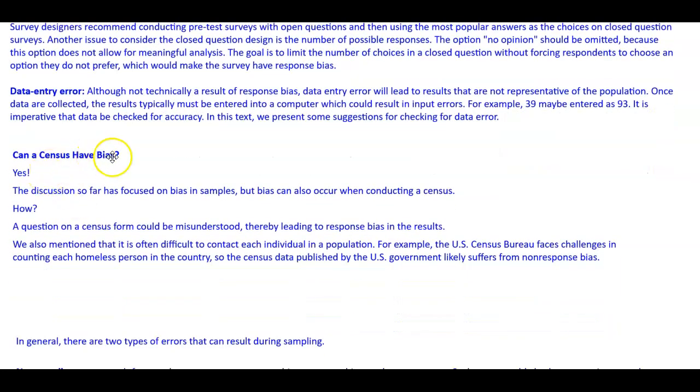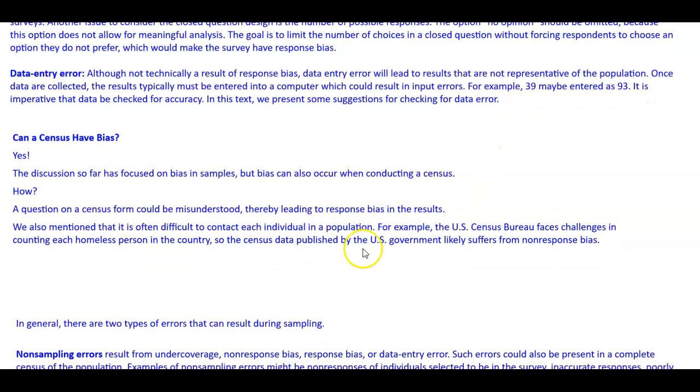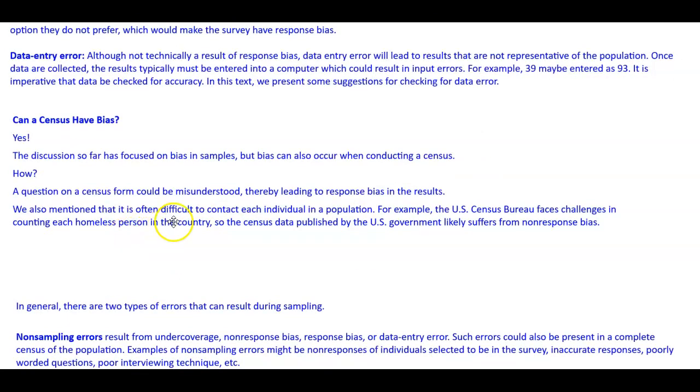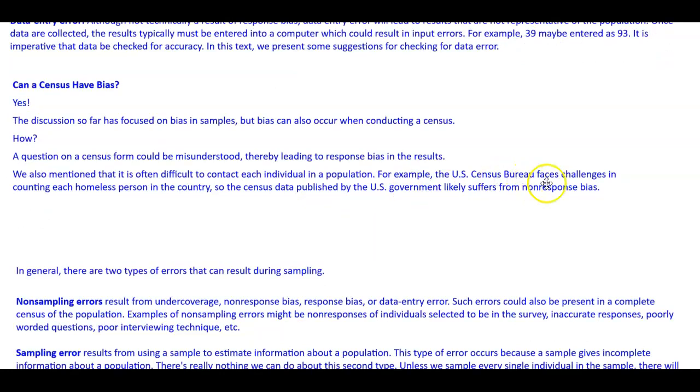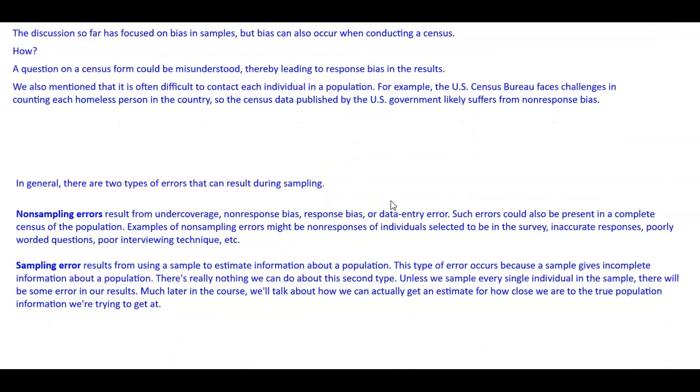Now, can a census have bias? The answer is yes. The discussion so far has focused on bias in samples, but bias can also occur when conducting a census. And how so? Well, a question on a census form could be misunderstood, thereby leading to response bias in the results. We also mentioned that it is often difficult to contact each individual in a population. So, for example, the U.S. Census Bureau faces challenges in counting each homeless person in the country. So the census data published by the U.S. government likely suffers from non-response bias.